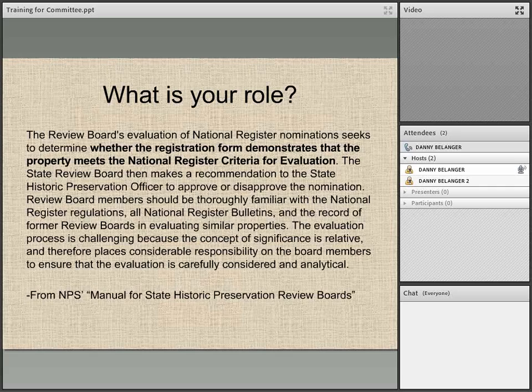This is a quote from the National Park Service's Manual for State Historic Preservation Review Boards. The main gist that you want to look at is what's in bold, and you are to determine and evaluate whether the registration form that you read demonstrates that the property or the resource district, whatever you're looking at, meets the National Register criteria for evaluation. So that's your main goal when you're looking at upcoming National Register nominations.